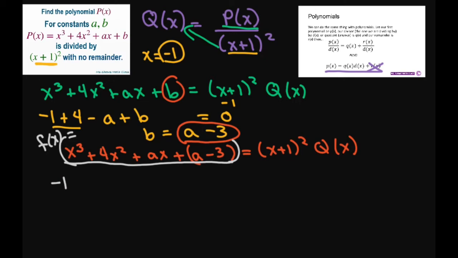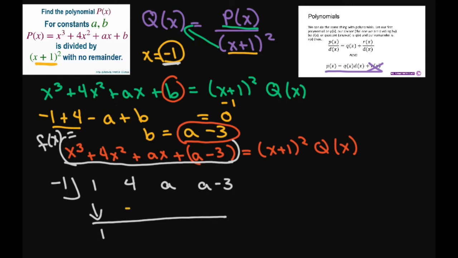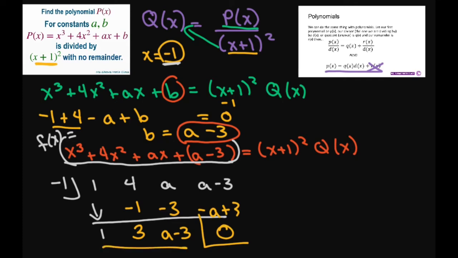So we already have a 0 at -1. And then you put your coefficients: 1, 4, a, and then a minus 3. And then we bring down the 1. And then you multiply: -1 times 1 is -1, and add. -1 times 3 is -3, and add. -1 times a minus 3 is -a plus 3, and this gives you your 0. So now we have a condensed equation.